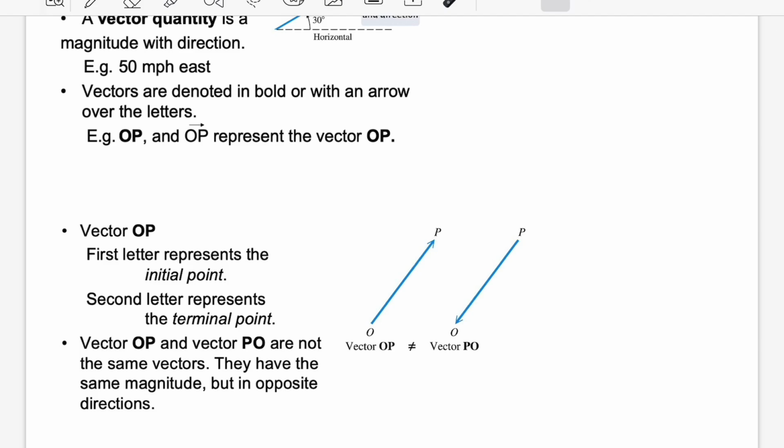This brings us to this vector. So when we're writing vectors like this, the first letter is going to represent the initial point. So for example, this is the vector OP here. We start at O, we end at P. The second letter is going to be our terminal point. Now the vectors OP and PO are not going to be the same vectors. As we can see here, we're starting at O and terminating at P. This is our vector. Now in this case, PO would be starting at P and terminating at O. And remember, direction is important with these vectors. These guys have the same magnitude, but in opposite directions, as we can see with these two arrows there.